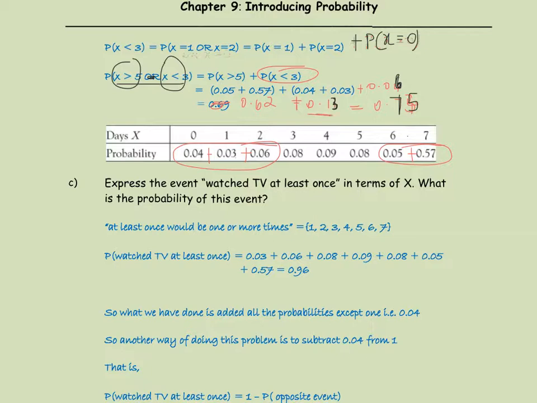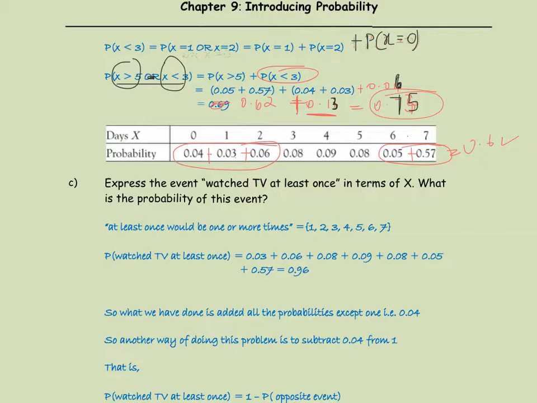That would be the total probability for x less than 3, and 0.05 plus 0.57 is 0.62, and that would be the probability that x is greater than 5. So the probability that x is greater than 5 or less than 3 would be adding these two probabilities, and that would give us 0.75.